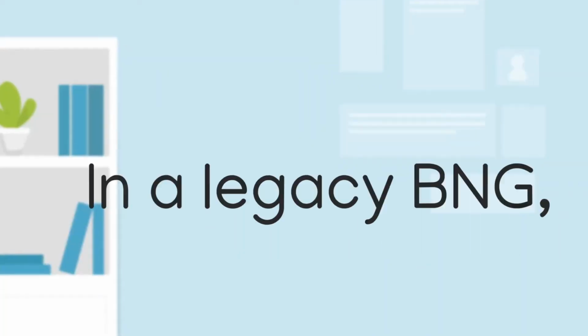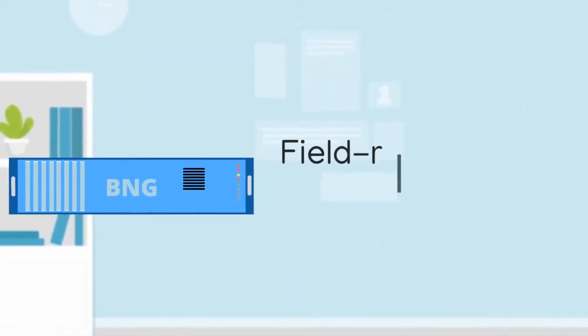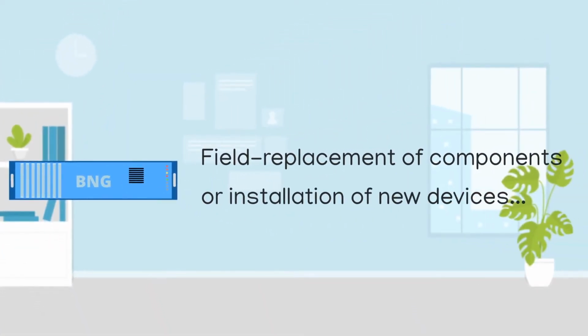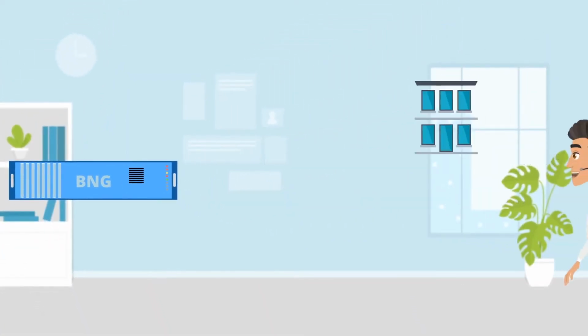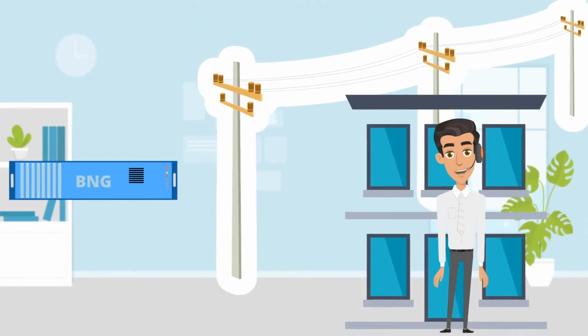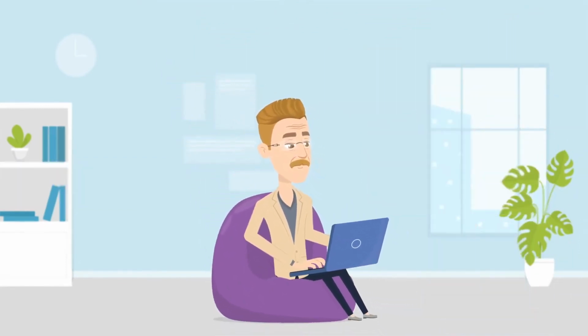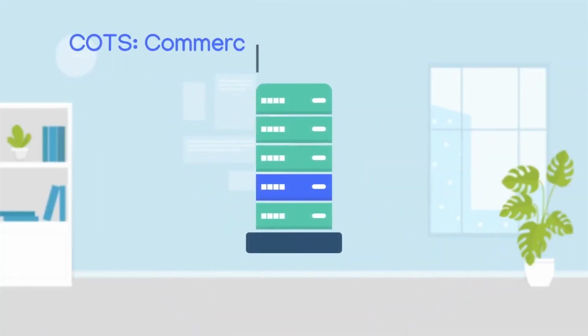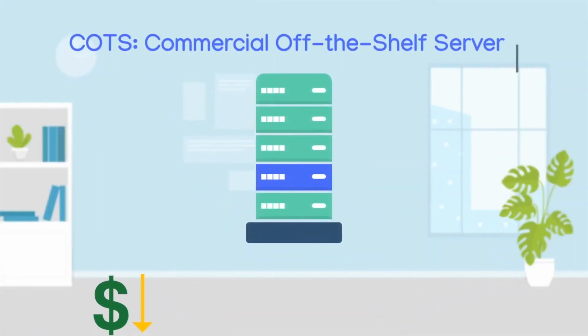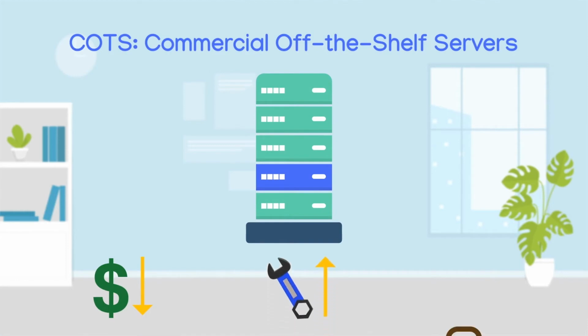In a legacy BNG, new services may require field replacement of components or installation of new devices, which in turn requires additional rack space, power, and trained manpower. But in a virtual BNG, new network services are defined in software components, and they run on COTS servers. This innovative approach leads to lower costs, better resource efficiency, and most importantly avoids vendor lock-ins.